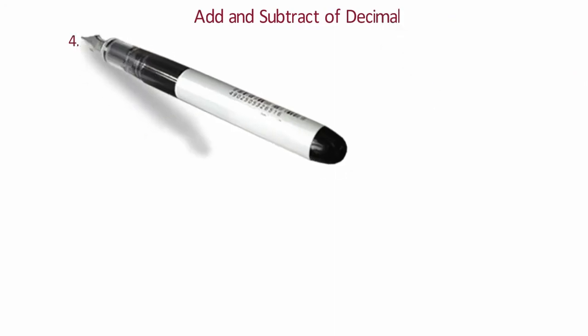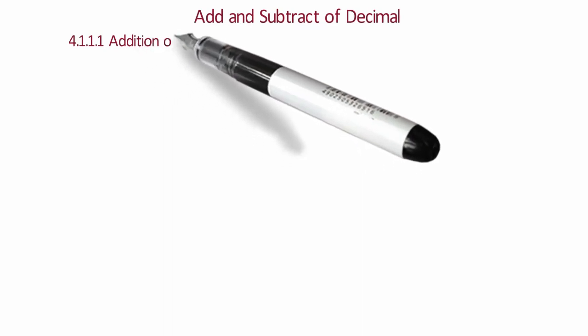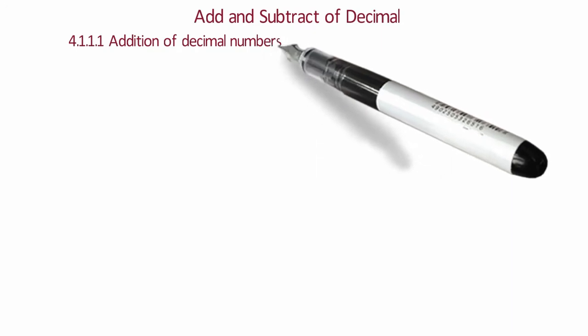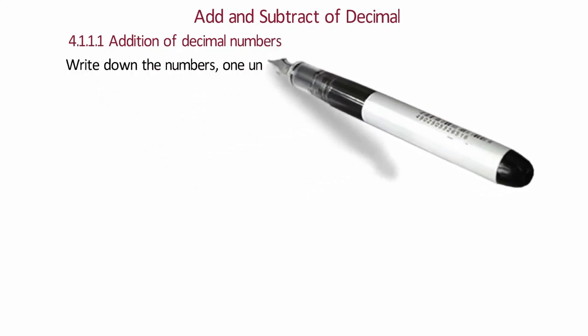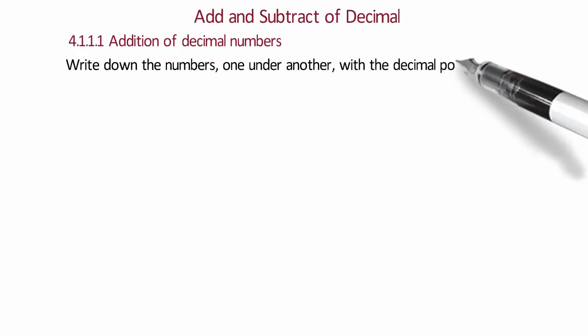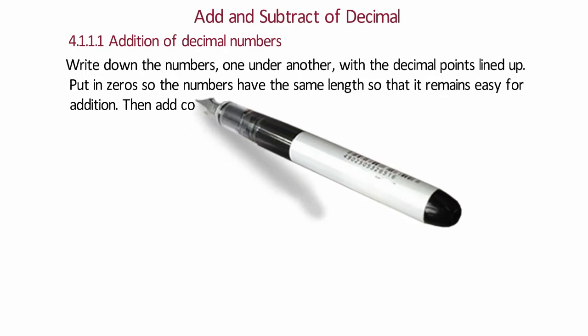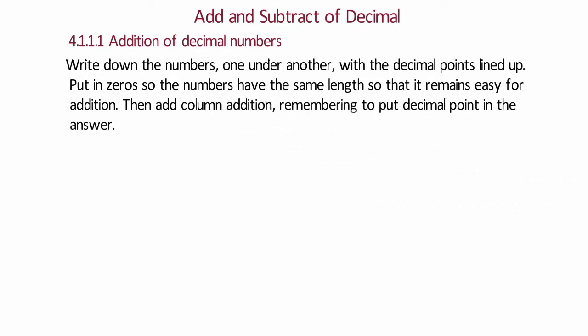Add and subtract decimals. Addition of decimal numbers. Write down the numbers, one under another, with the decimal points lined up. Put in zeros so the numbers have the same length, so that it remains easy for addition. Then add using column addition, remembering to put the decimal point in the answer.